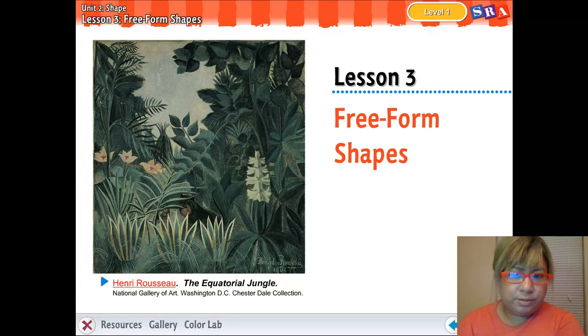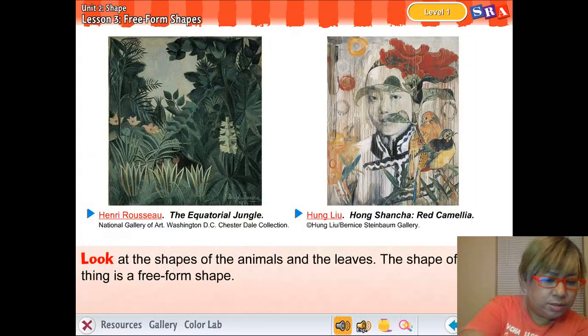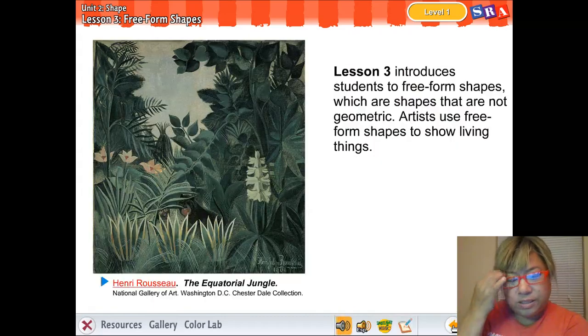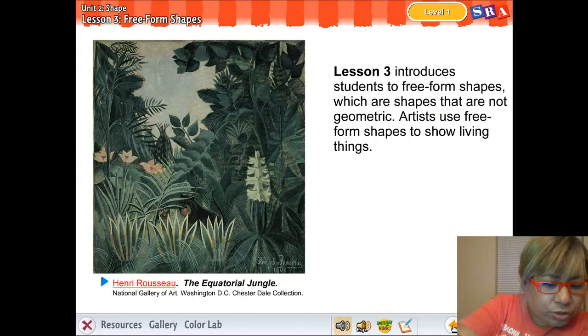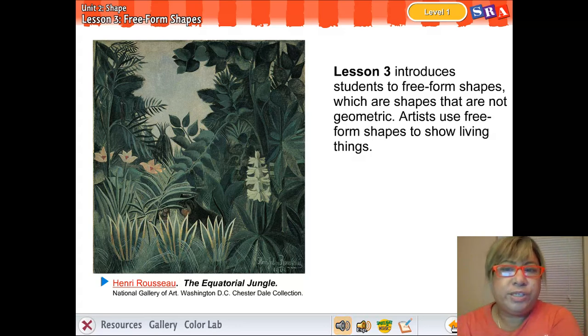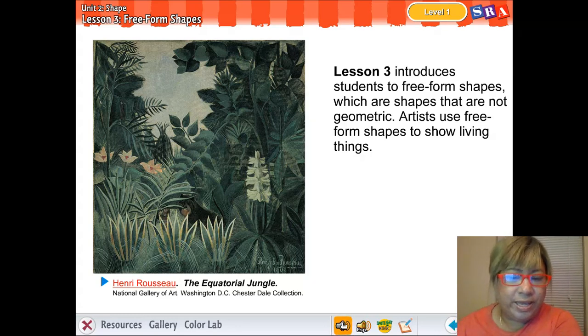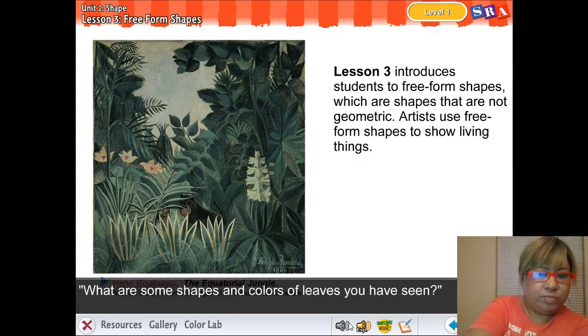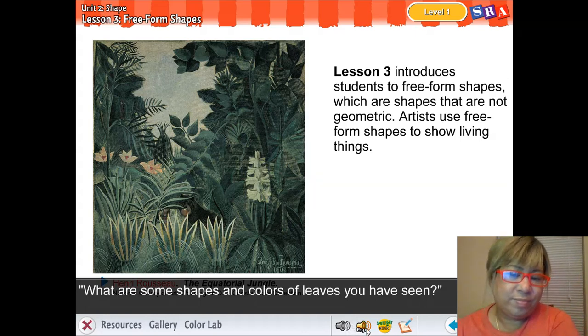Freeform shapes. Oopsie. So let me turn the volume up on this real quick. Lesson 3 is going to introduce us to freeform shapes, which are shapes that are not geometric. Last time we learned that geometric shapes are shapes that have names like squares, rectangles, and triangles. Artists use freeform shapes to show living things. Okay. What are some shapes and colors of leaves you have seen?